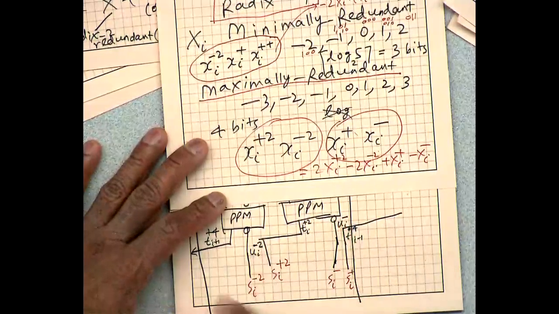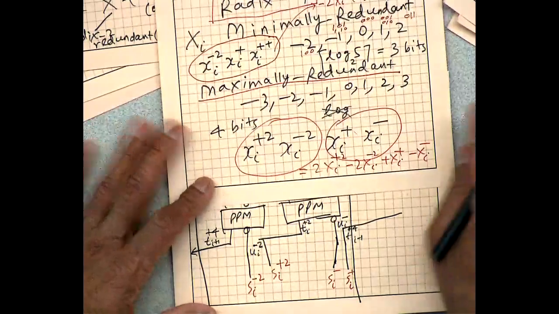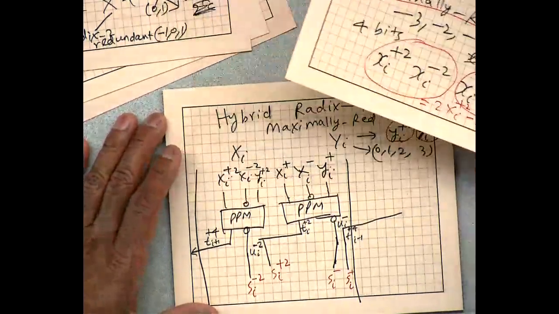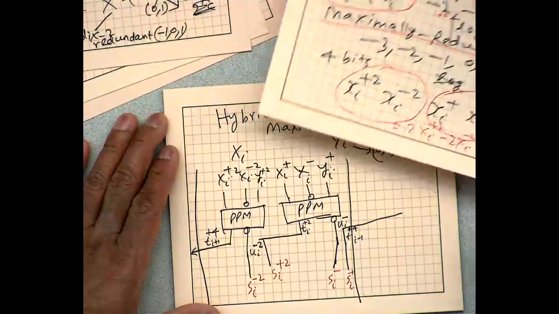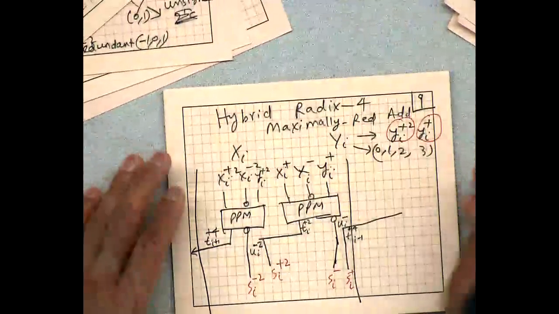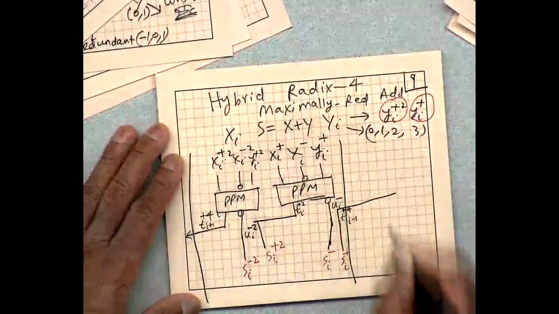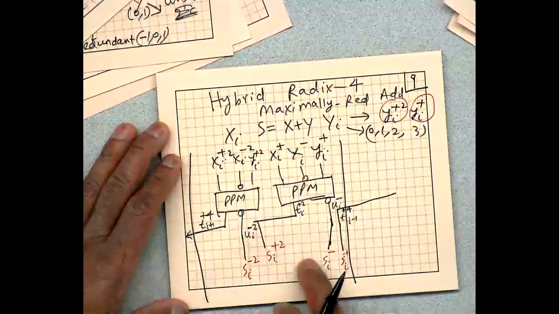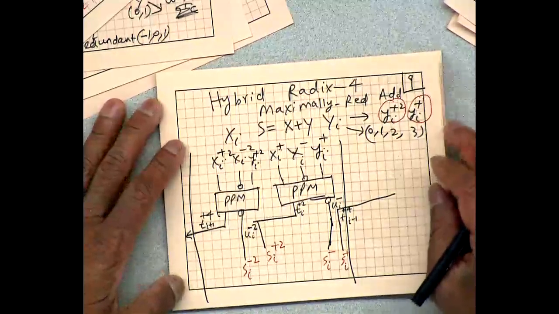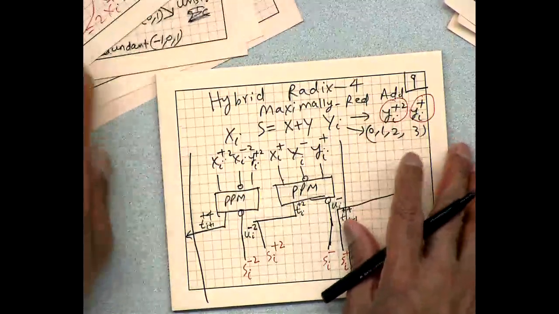So these together 4 bits correspond to the radix 4 maximally redundant sum computed from S is equal to x plus y. So these are the sum bits, and it repeats on both sides. Okay, so I think that's probably a good point to stop and talk about hybrid radix to minimally redundant.